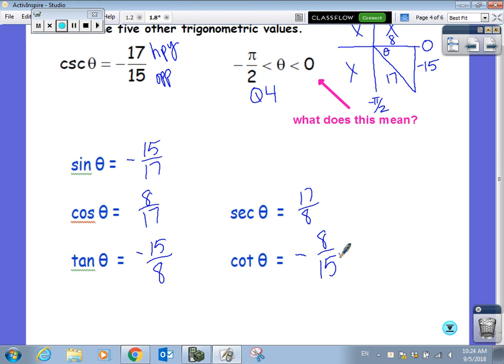So the value 15 over 8 equals something, 1.789 something, and that number is negative. Questions on that one? Okay, so there we had to use our SOHCAHTOA because 17 and 15 was not on our unit circle. The size was given.